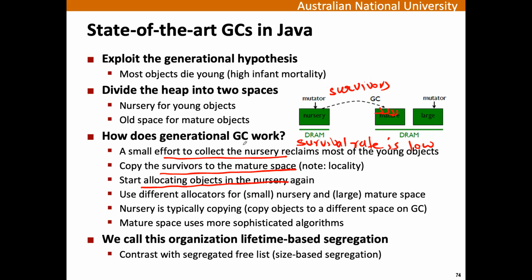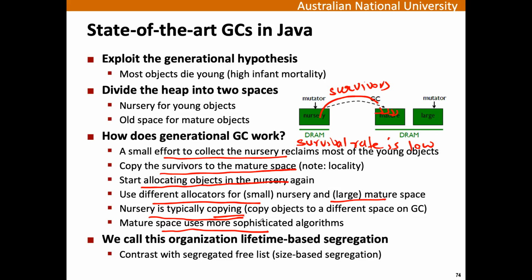When you have copied everything out, you start allocating objects in the nursery again. Use different allocators for small and large objects. Nursery is typically copying. Copying nursery means that I'm copying objects out to the mature space. And mature space uses more sophisticated algorithms. Mature space is many tens of gigabytes, and we need to do something special for that.